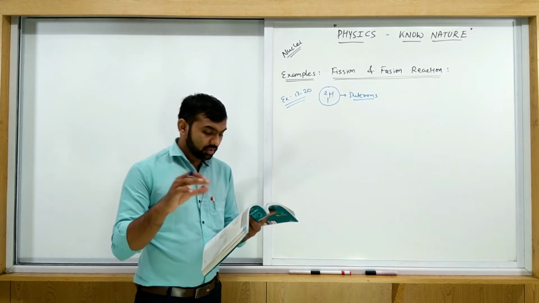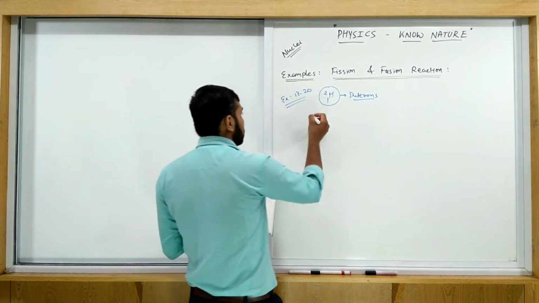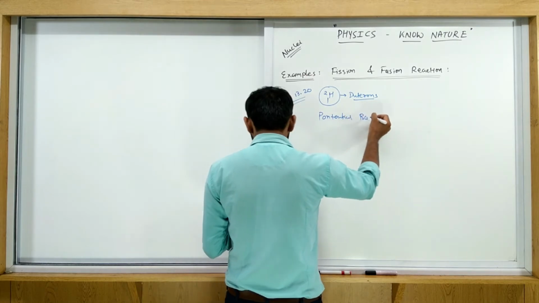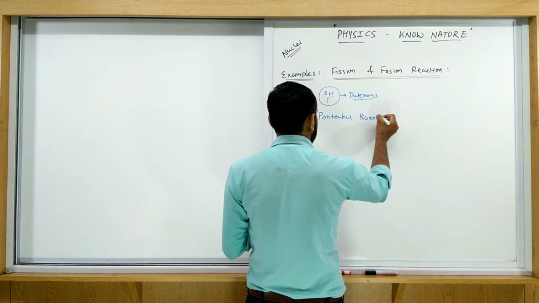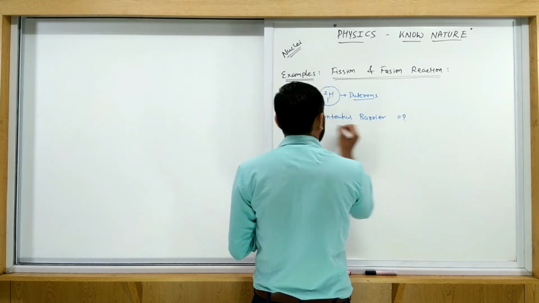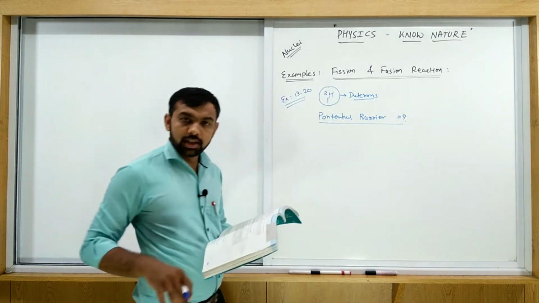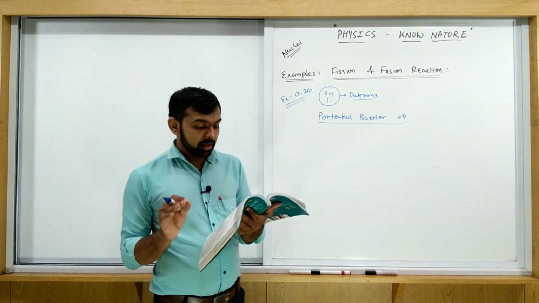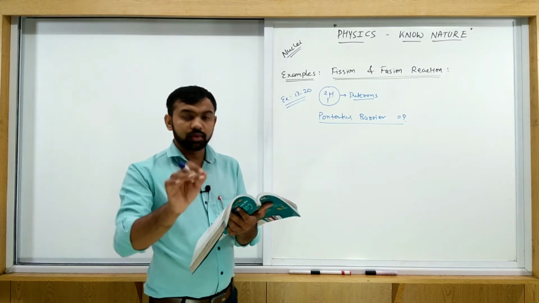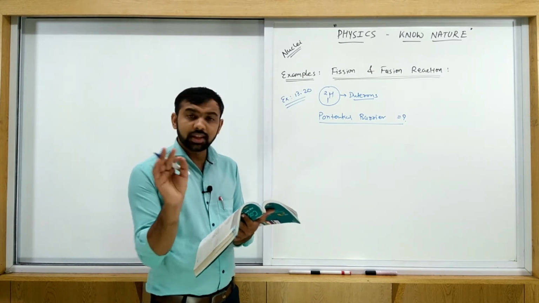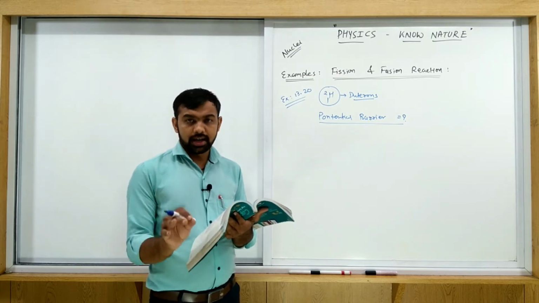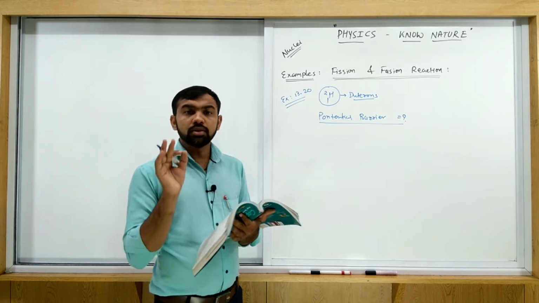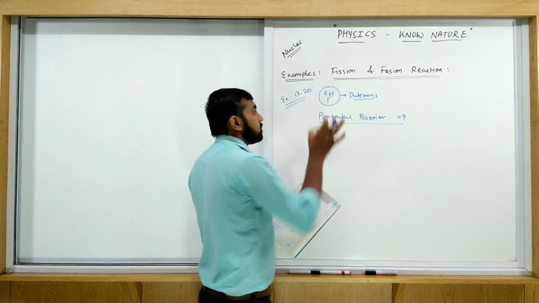Now some hint is given. What is the meaning of potential barrier? We have to find the potential barrier here. One hint is given in the problem. Let us read this hint: the height of the potential barrier is given by the Coulomb repulsion. Underline this. The height of the potential barrier is nothing but the Coulomb repulsive force between these two deuterons.